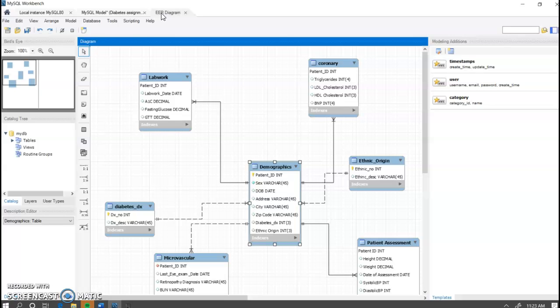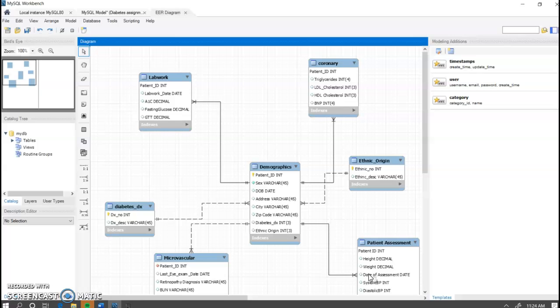So there's a glycemic lab work table, which includes the lab work date, their A1C level, the fasting glucose, and the 2-hour glucose tolerance test. There is also the patient assessment table, which includes the patient's height, weight, systolic and diastolic blood pressure, as well as the date that this is taken.